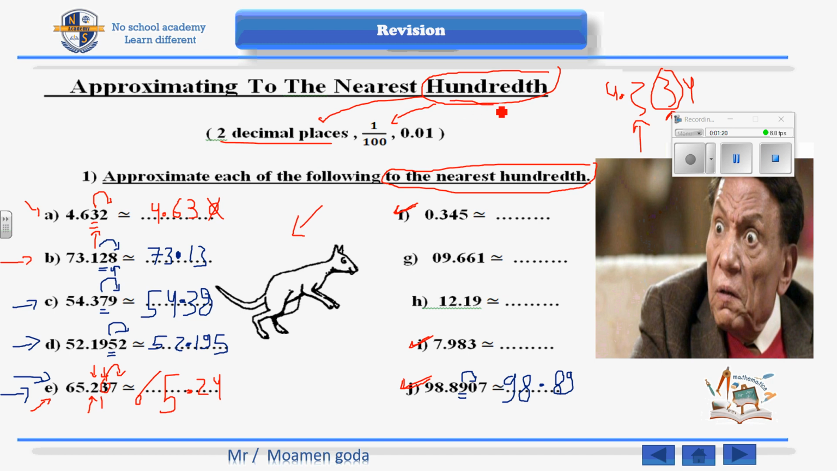To the nearest hundredths. Hundredths means in the decimal part, and it means two decimal places. It's the same when I say to the nearest hundredths: 1 over 100, the same, and 0.01, the same hundredths. Okay, and we solve more examples.